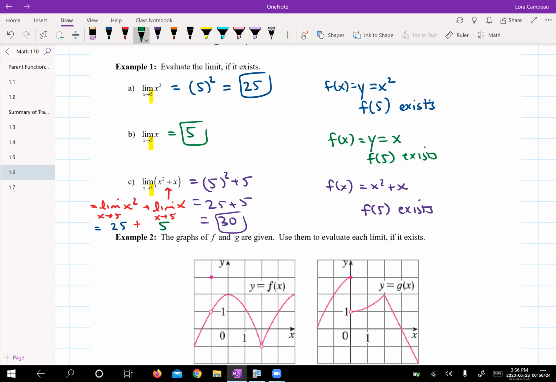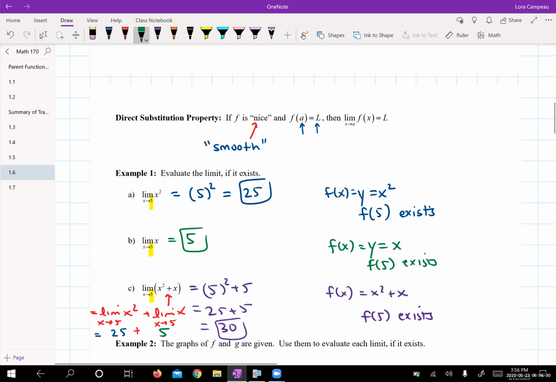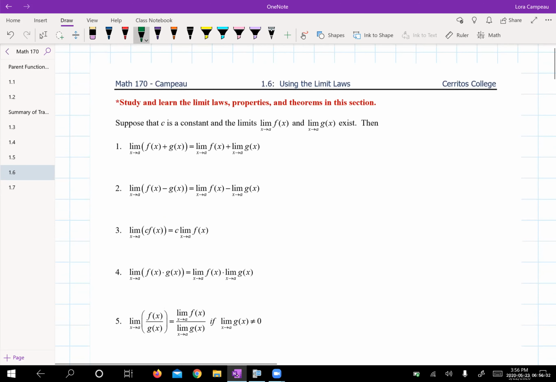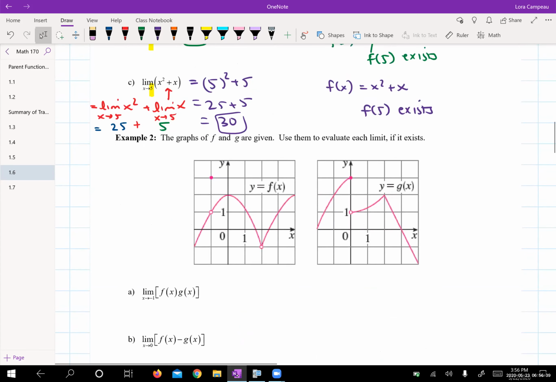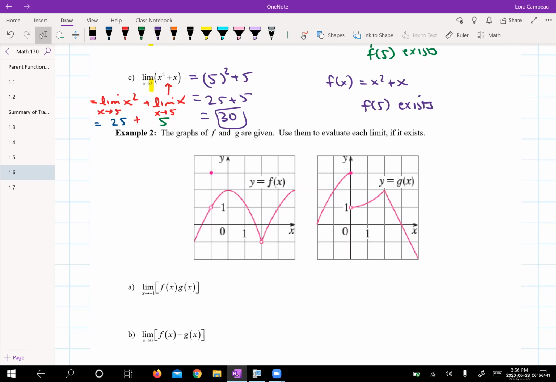Usually when you see polynomials, direct substitution is the way to go, but the reason it works is because we have these nice properties, particularly property number 1, property number 2, and property number 3. So just keep that in mind. It's a little bit of computation for you.